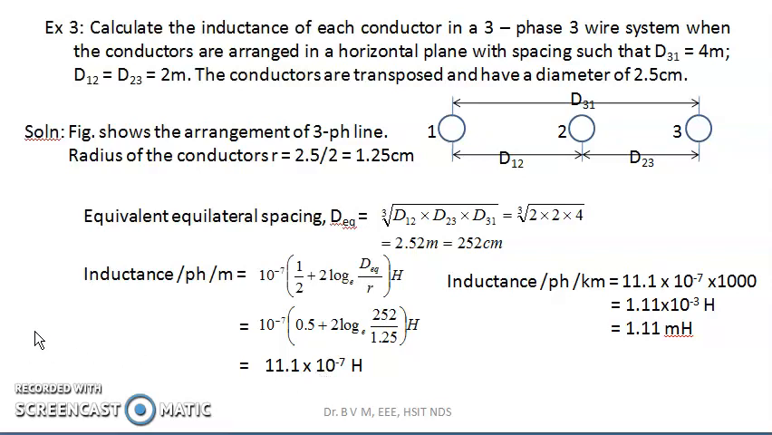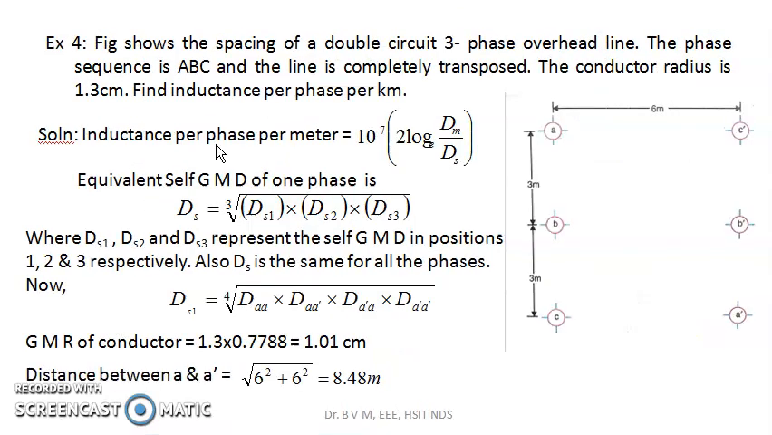Let us take another variety of example. This is another variety of three-phase transmission line. The figure shows the spacing of a double circuit three-phase overhead line. The phase sequence is ABC and the line is completely transposed. The conductor radius is 1.3 centimeter. Find the inductance per phase per kilometer. This is the problem, and this is the figure that is given.